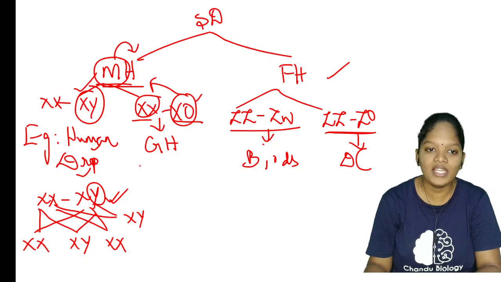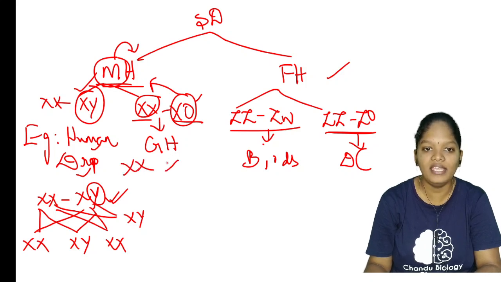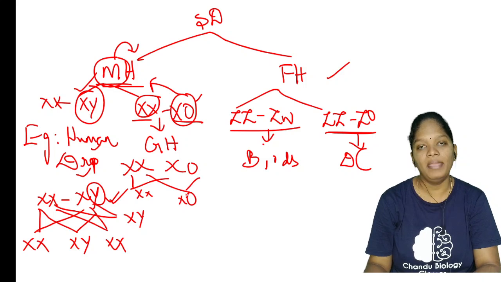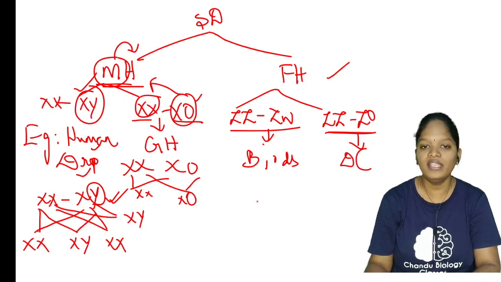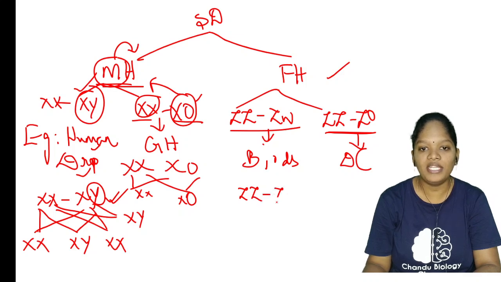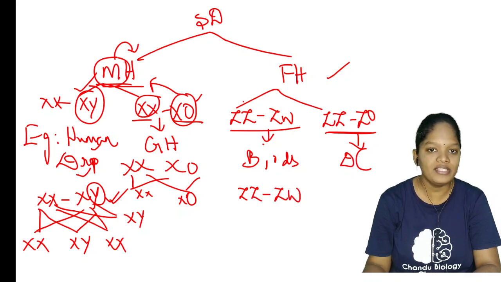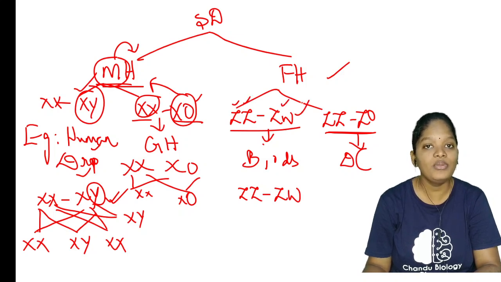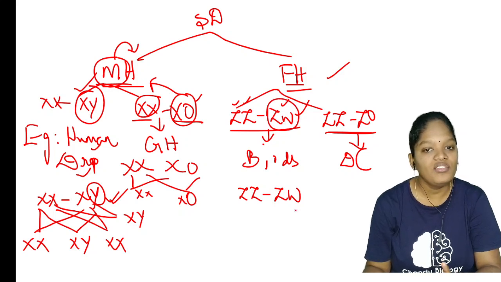In the same way, XX and XO: if X is fused with an X, it gives the female. If X is fused with the O, it gives the male, in the case of a grasshopper. Now in the birds, just come here. Female heterogamety: is this Z a female or a male? Is this ZW a female or male? Female heterogamety means they are producing the different gametes, so obviously ZW is considered a female.